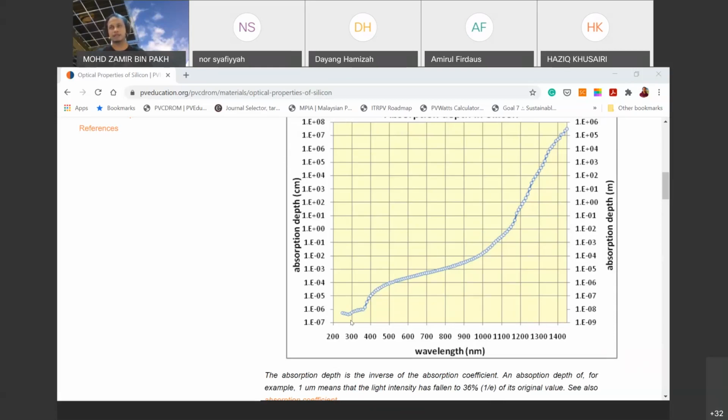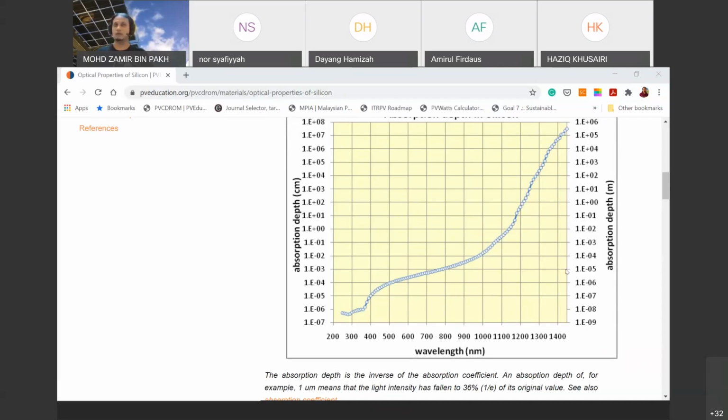So if you translate that photon energy in electron volt into wavelength, 1.12 is equal to 1100 nanometer on the y-axis. So all the photons with the wavelength below 1100 nanometer will be absorbed because they have higher energy than 1.12 electron volt. So in our previous example of 800, all the photons on the left hand side will be absorbed until 800 nanometer only because your thickness is only 10 micron.